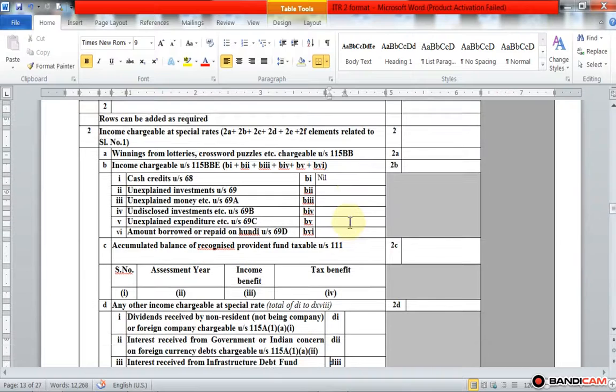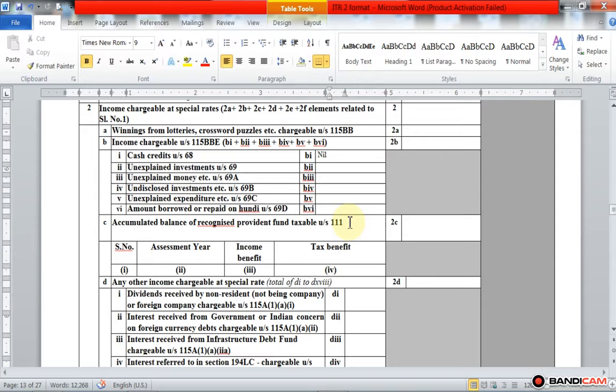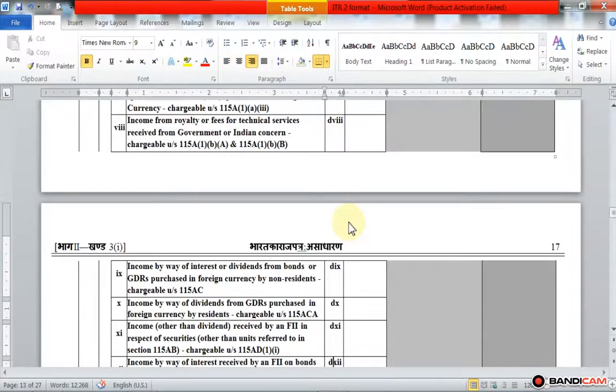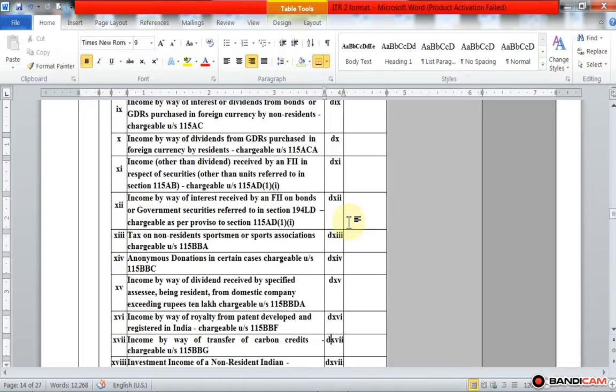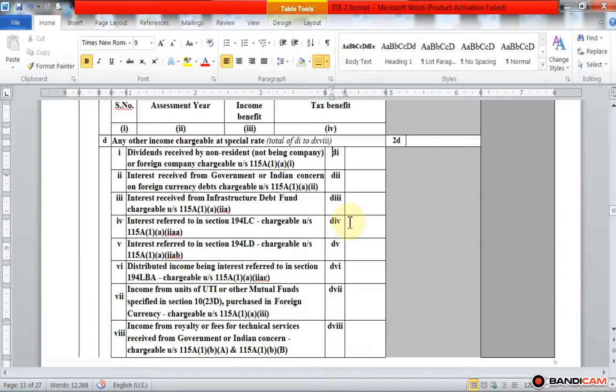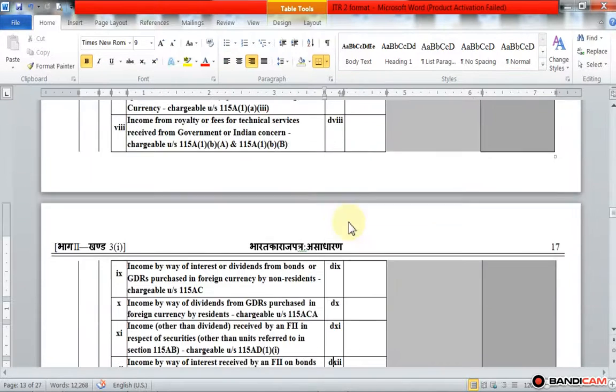त्यानंतर इन्कम चार्जेबल ॲट स्पेशल रेट्स आपण पाहिलं की कोणकोणते एलिमेंट्स त्यामध्ये येतात. त्यानंतर आपण पाहिलं की लॉटरीपासून मिळणारा इन्कम, क्रॉसवर्ड पझलपासून मिळणारा इन्कम हा सुद्धा इन्कम टॅक्स ॲक्टनुसार अंडर सेक्शन 115B नुसार टॅक्सेबल आहे. तर जर SSCला लॉटरीपासून इन्कम मिळाला तर तो टॅक्सेबल राहील. ओके, त्यानंतर आपण लिस्ट पाहिली, एनी अदर इन्कमची लिस्ट. एनी अदर इन्कम जे की टॅक्सेबल असतील ही लिस्ट आपण इथं पाहिलेली आहे.